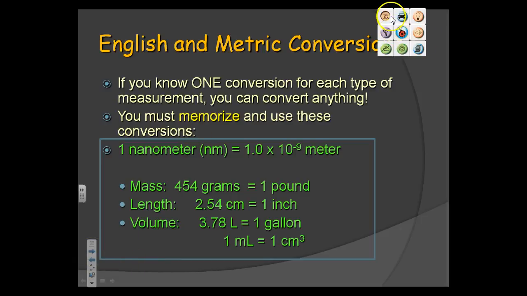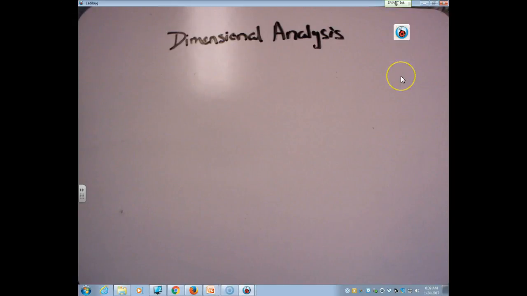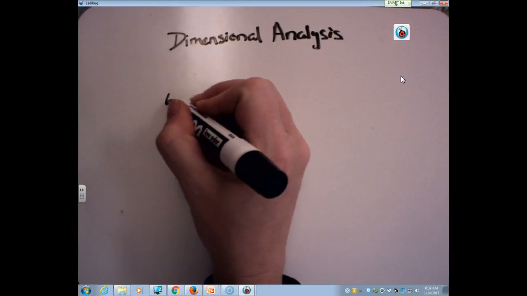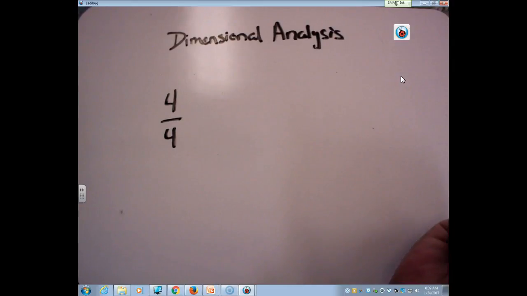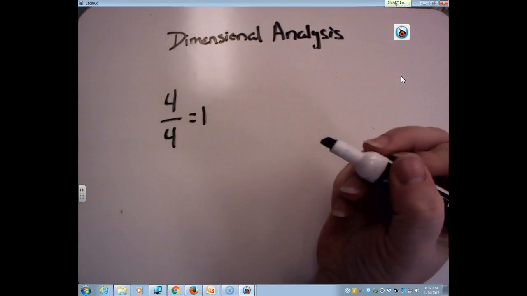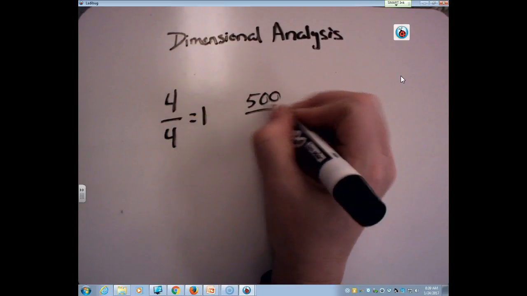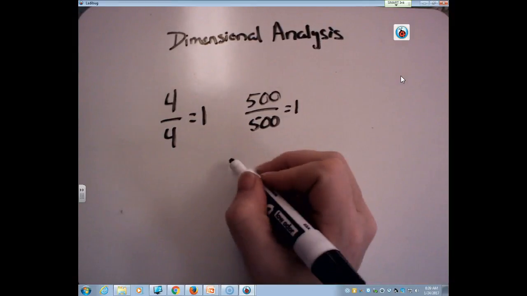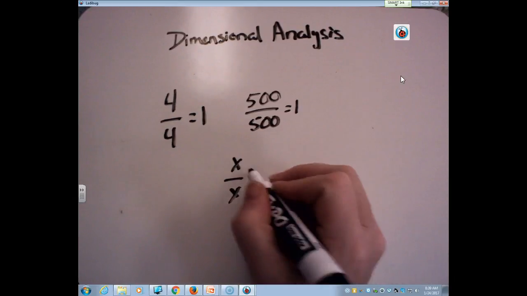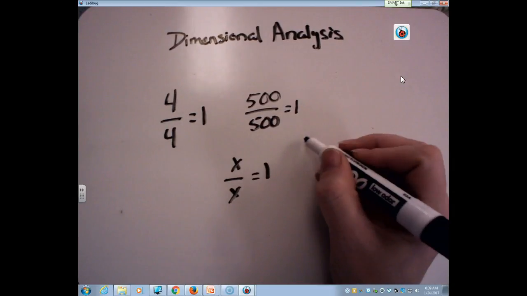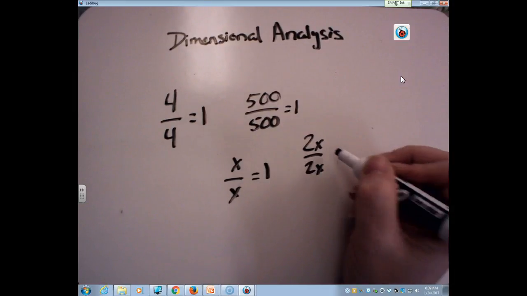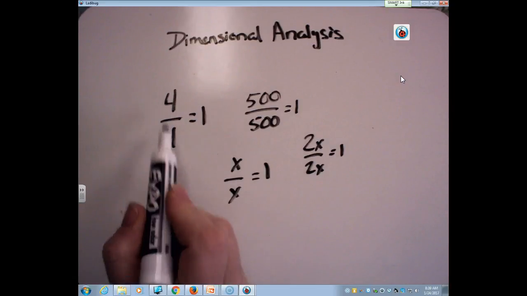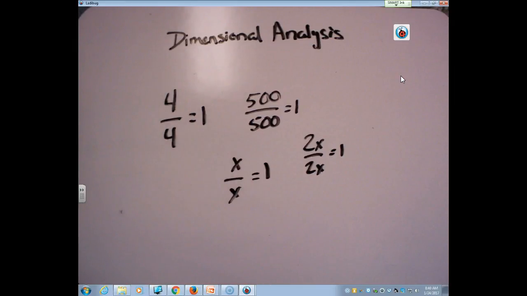Now, just to back up from what we have looked at before, I'm going to start with some basic math skills. So one would be, if I have 4 divided by 4, what's that equal to? Well, it's equal to 1. What if I have 500 divided by 500? That's also equal to 1. If I have x divided by x, that's equal to 1. If I have 2x over 2x, that's equal to 1. So, from our basic math skills, we know that anything divided by itself is equal to 1, and that's important when we talk about dimensional analysis.